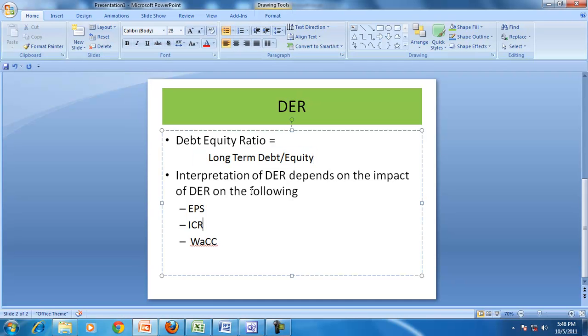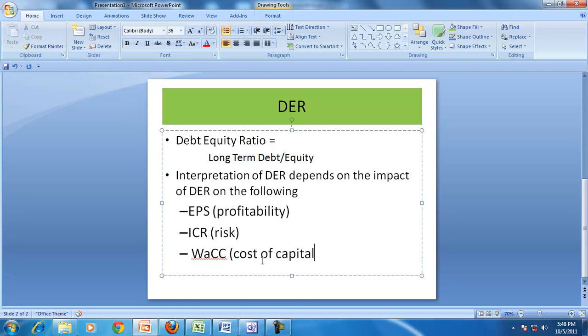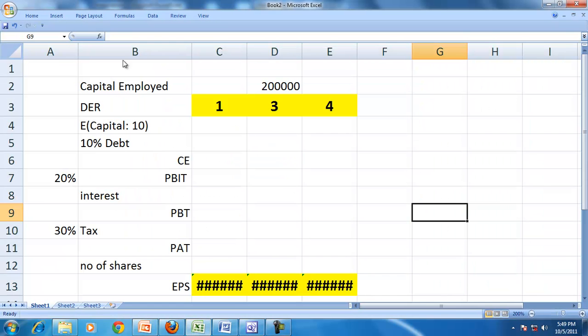The interpretation of the debt equity ratio depends on its impact on the following. In other words, the debt equity ratio, which shows the capital structure of the company, affects the profitability in the form of the EPS, affects the risk of the firm, which can be measured through interest coverage ratio, and affects the cost of capital. So the debt equity ratio of a company has to be analyzed after understanding the impact of the debt equity ratio on the earning per share, interest coverage ratio, and weighted average cost of capital. Let us take an example to understand that.